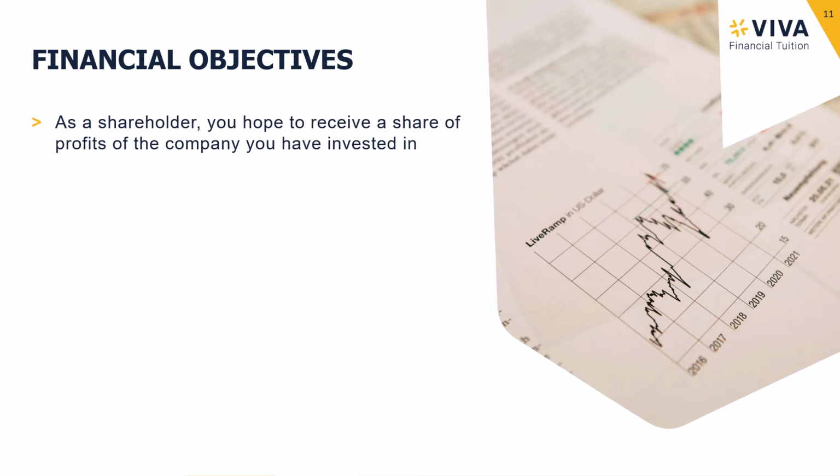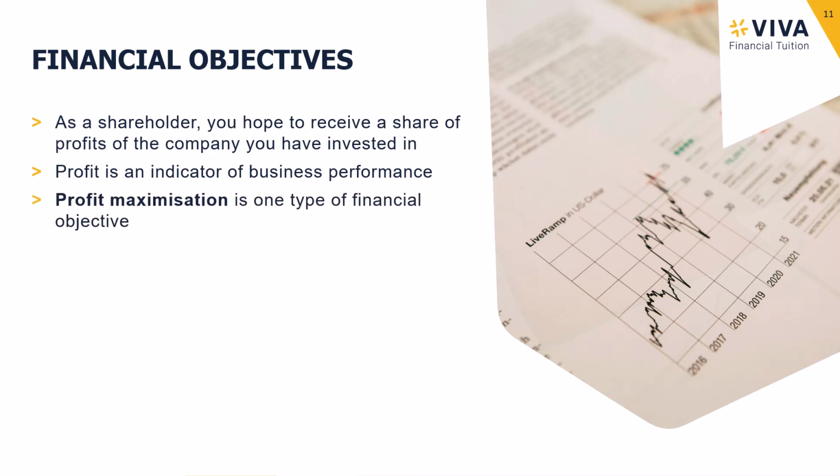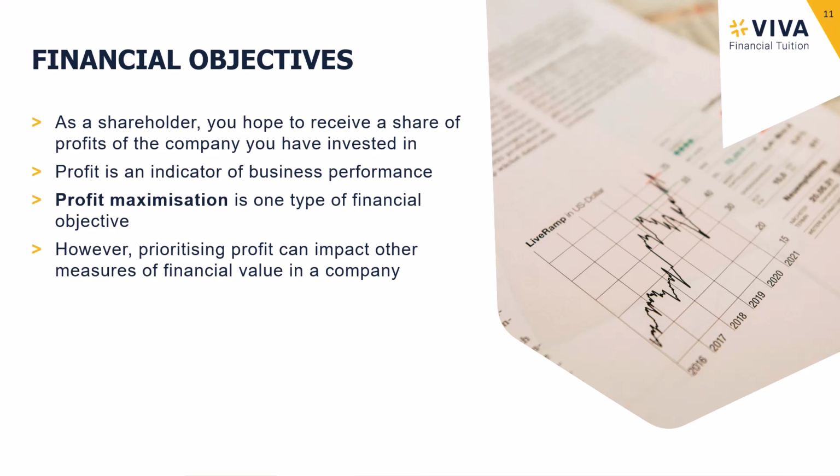So with financial objectives then, we've got to think about this from a number of different perspectives really. So as a shareholder of a business, you hope to receive a share of the profits of that particular company that you've invested in. Profit is an indicator of how the business is performing, and many people will actually use that as a basis. Profit maximisation, therefore, is one example of what we might refer to as a financial objective.